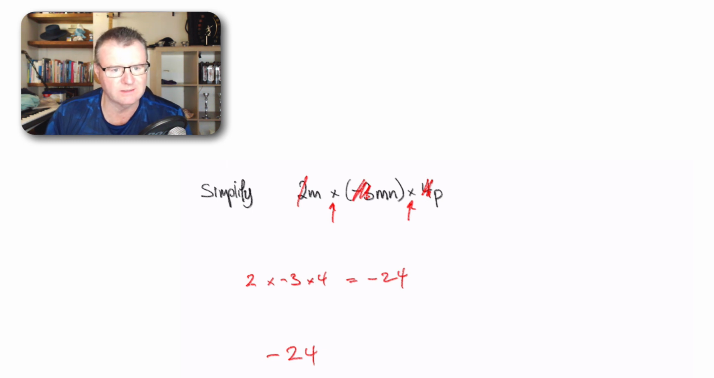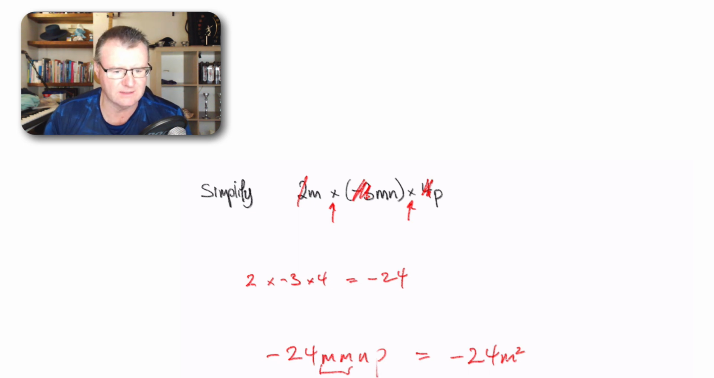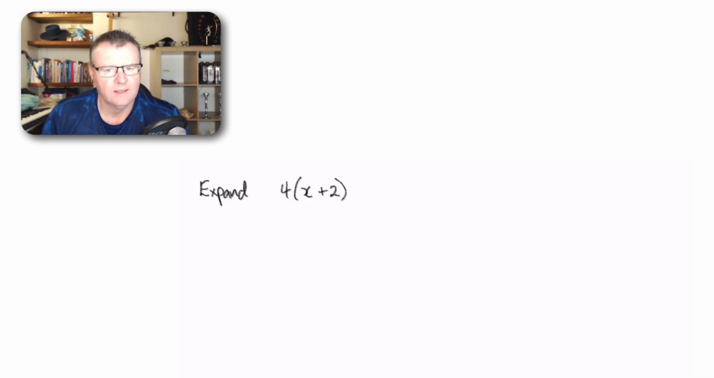And I'm multiplying the letters together. I've got an m times an m times an n times a p. Just everything multiplied together. Don't forget though, if I've got something times itself, I actually write that as squared. So that becomes negative 24. I've got two m's multiplied together there, np. That is our answer.